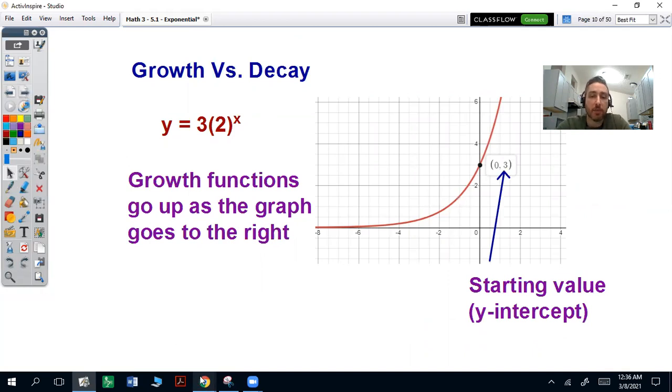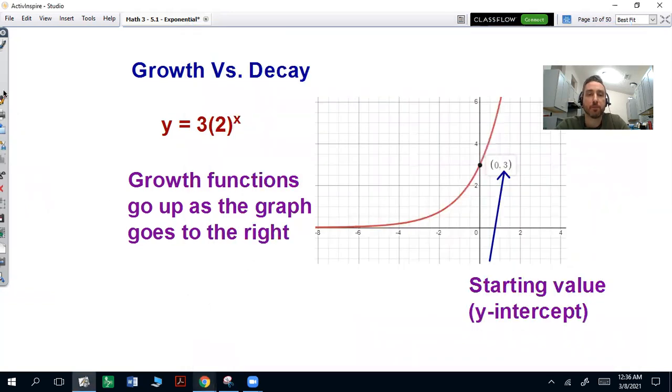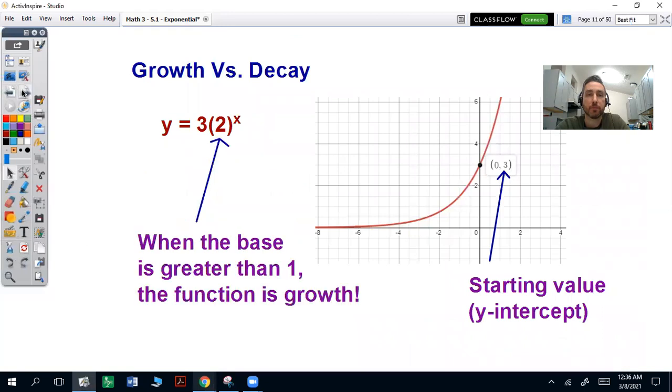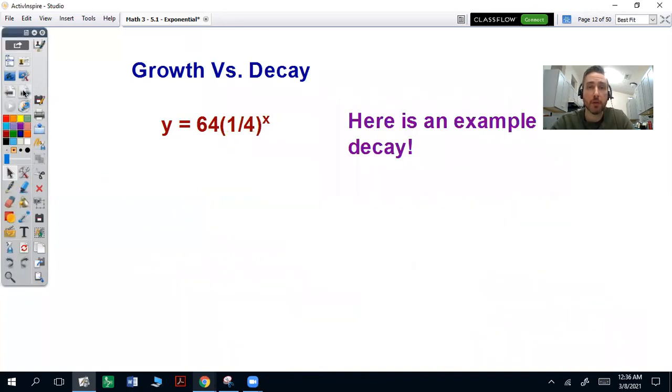The y-intercept you can get by clicking on the y-axis on Desmos, or if you have your own graphing calculator, you could find that. You can see right here it's at 3 when x equals 0. When that number that you're multiplying by, the number in the base, is greater than 1, we consider that to be growth. If it's between 0 and 1, it's decay.